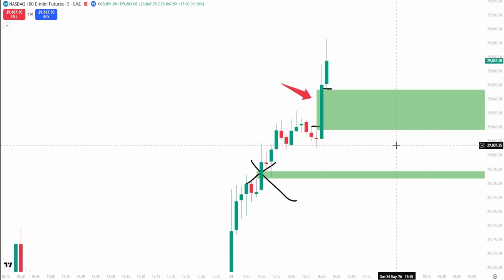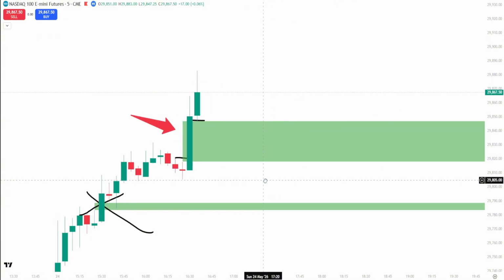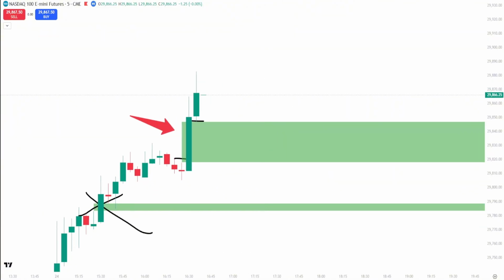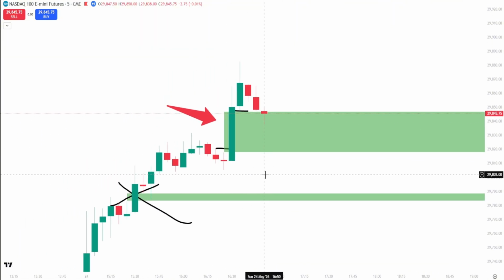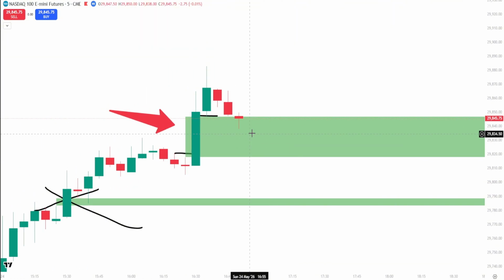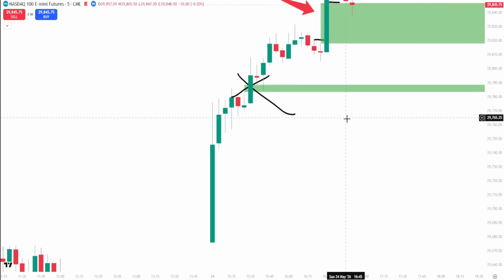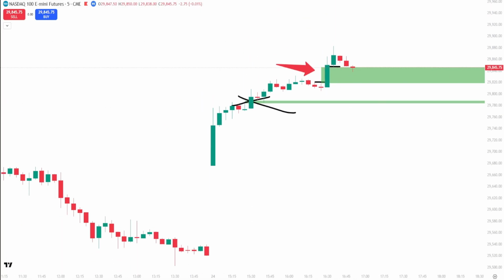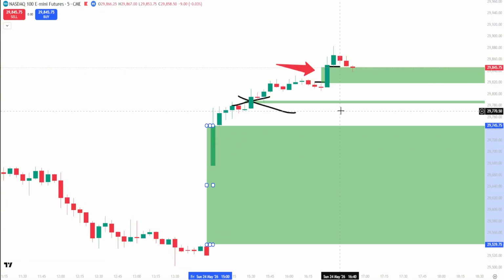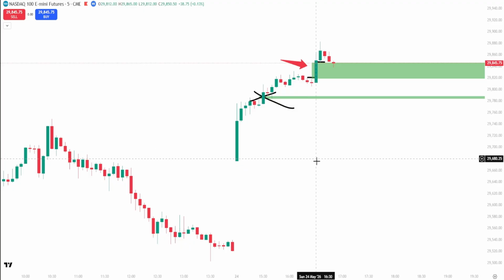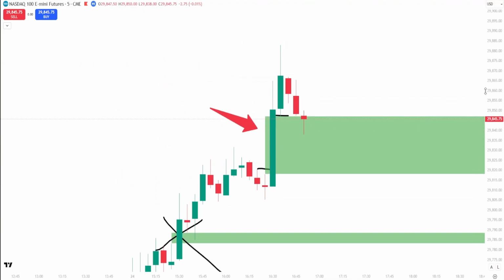Alright, so now we have our fair value gap marked. What do we do now? We wait. That's it. We just wait for price to come back to that zone. We don't chase price. We don't jump in because the market is moving. We just sit back and let price come to us. And look, sometimes price never comes back. It just keeps running. And that's completely fine. We don't force trades. If price doesn't return to our zone we identified, we just don't trade it. There's always another setup. But when price does come back into that zone, that's when it gets interesting.